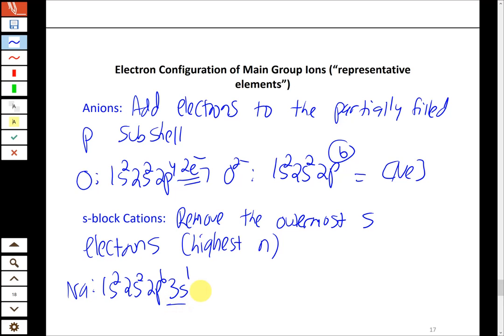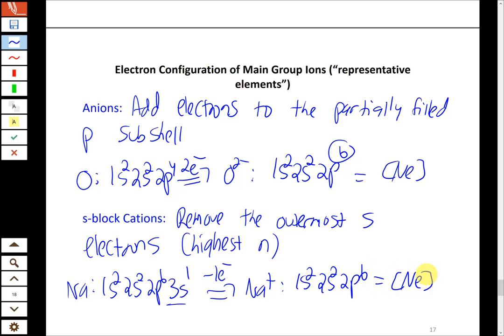So to form a +1 sodium cation by losing 1 electron, we just have to lose that 1 electron from 3s, and that leaves us with 1s2, 2s2, 2p6, which again is the neon configuration. So for cations, you just take out the last electrons that you put in until you get back again to the noble gas configuration. So that's how the electron configurations of anions and cations work. You start with the neutral atom, and you either just add electrons to the last subshell or subtract them from the last one you put in.